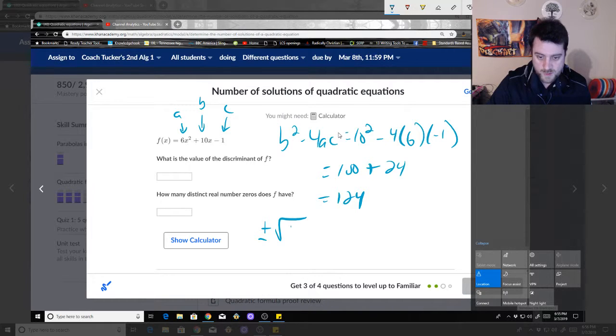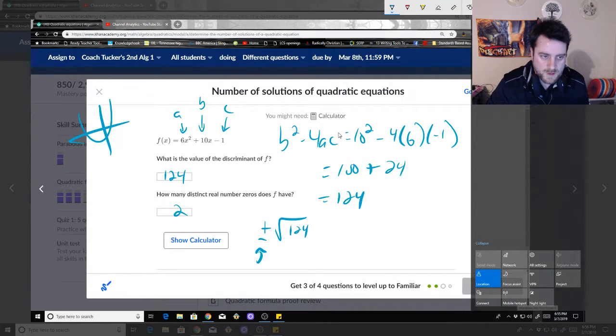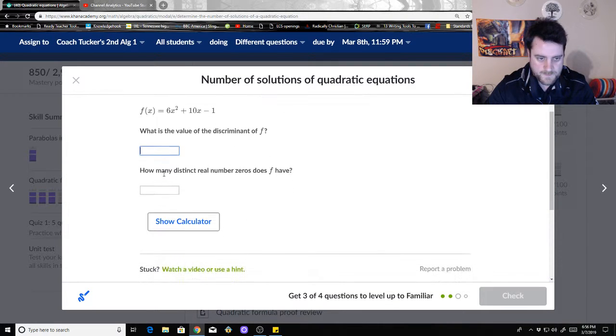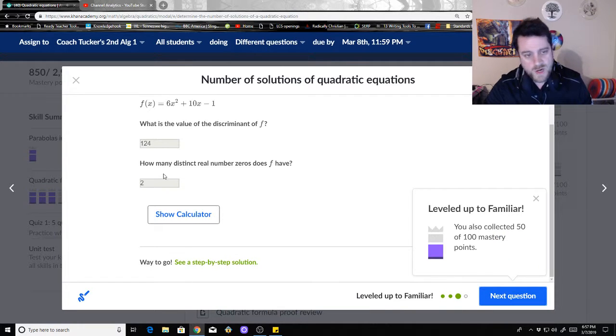We can take the square root of 124, and we'll get two different answers. So what's the value of the discriminant? 124. So how many real number zeros does f have, or how many x-intercepts? It has 2. It's going to dip like that, especially because it's a positive a, so I know it opens up. So here we go, 124, 2. Okay, so go back, watch some of the videos of his, or rewatch mine, and hopefully that helps clear up some things on the quadratic formula and the discriminant.